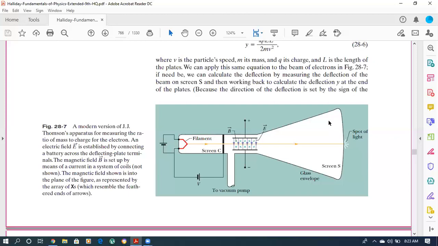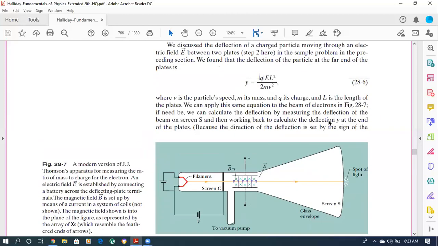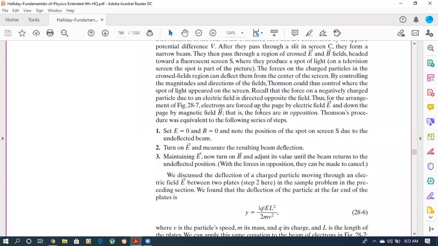we are able to measure some specific quantities. One of them is the charge to mass ratio, which is very important in different fields of nuclear physics, spectroscopy, and other material related fields.